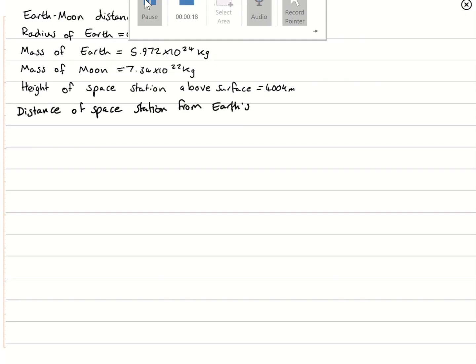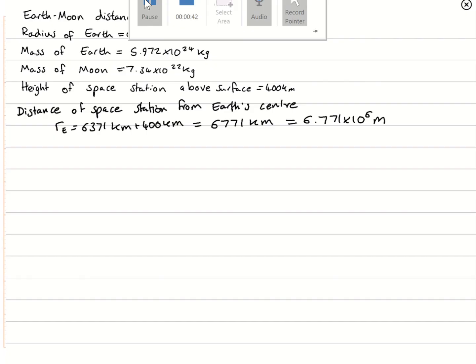And that's going to be quite easy to do. Because if RE is equal to 6371 kilometers, we're just going to add it to 400. And that gives us 6771 kilometers. And then we're going to convert this into meters because everything's going to have to be meters in the end. Just like that.